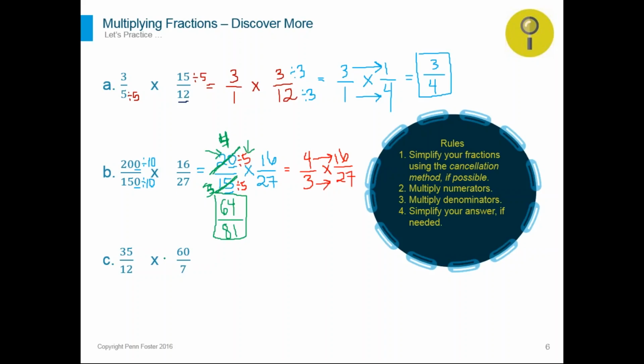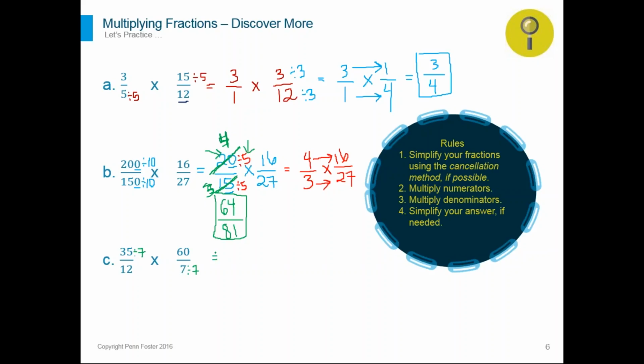Okay, let's move on to the third example. 35 over 12 times 60 over 7. With practice, you will catch numbers. So 35 and 7, one on the top and one on the bottom, that catches your eye. You know that 35 is a multiple of 7. I need to use that. It's a plus in the question. It's giving me something to use. So right away, I'm going to recognize that 7 and 35 have 7 in common. So divide over 7 and divide over 7.